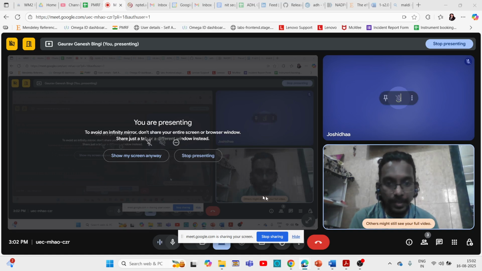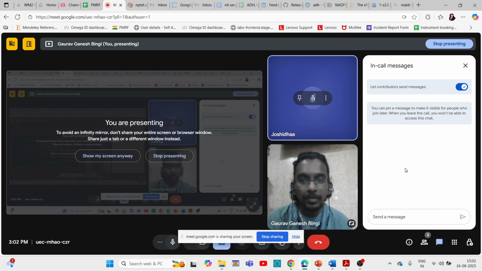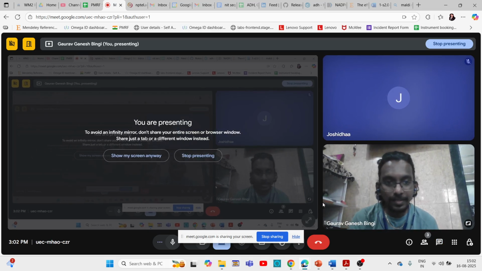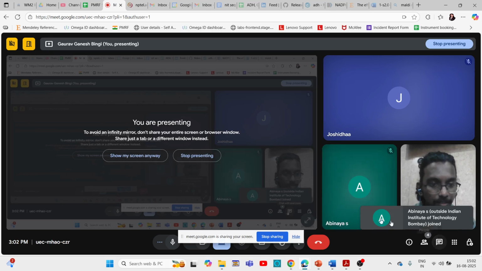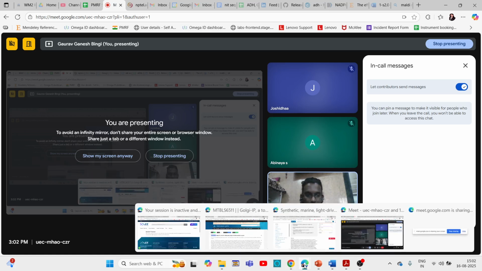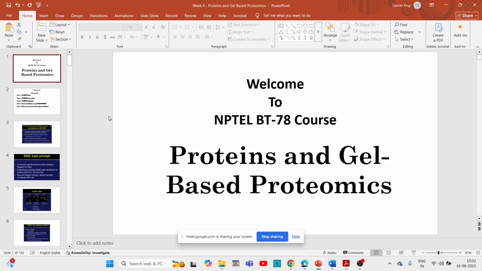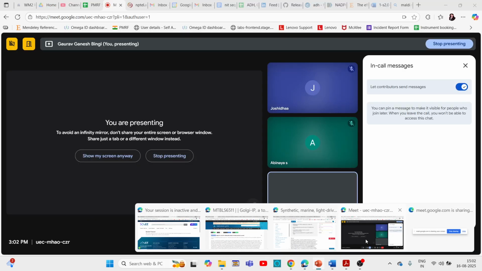You can see my screen, right? Yeah, you can see my screen, right? You can also write in the chat box if you can see my screen. Yes.